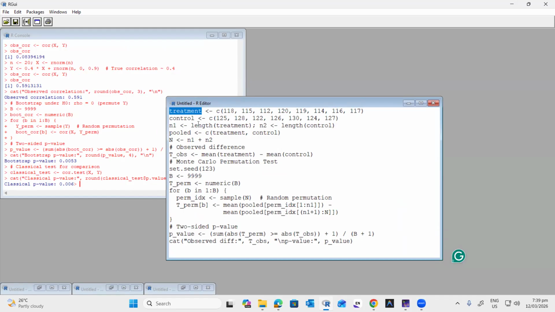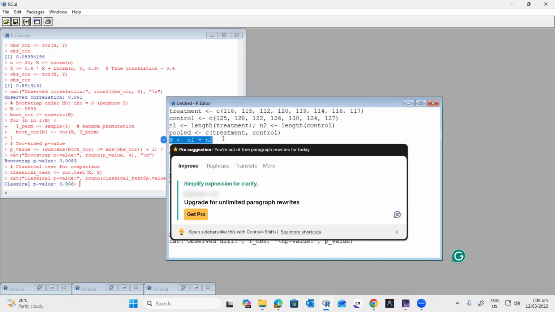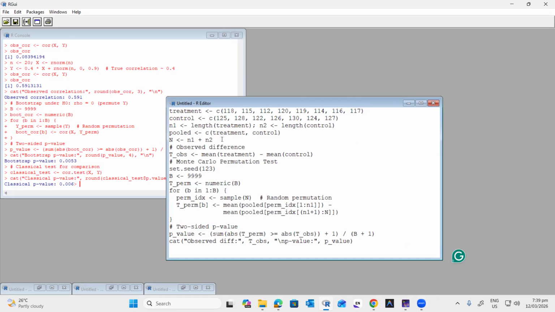So N1 is the length of the treatment and N2 is the length of the control. Then we are going to pool both observations, treatment and control, and capital N is equal to N1 plus N2, the length of the pooled group. In T observed, we are going to calculate the observed difference for the given values.